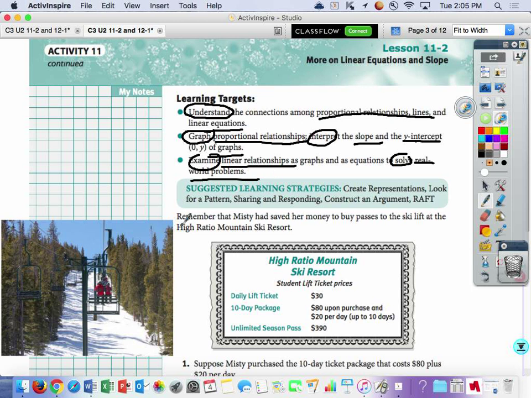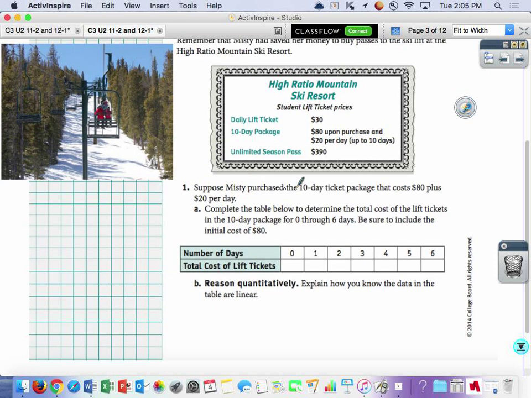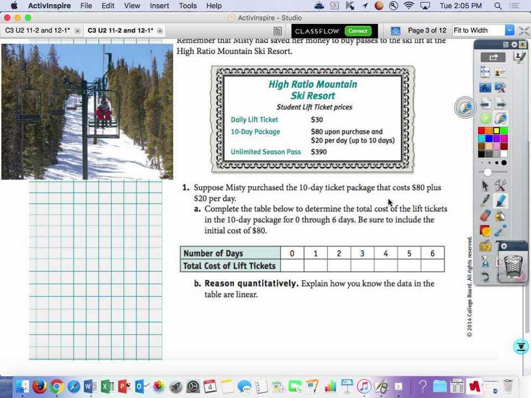Alright, remember that Misty had saved her money to buy passes to the ski lift at the High Ratio Mountain Ski Resort. Suppose Misty purchased the 10-day ticket package that cost $80 plus $20 per day. So that's our important information there, so I'm going to highlight it. Lift ticket, 10-day ticket package that cost $80 plus $20 per day. So we can see that right here.